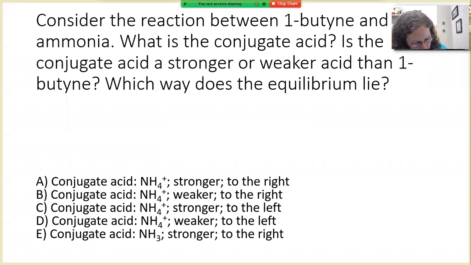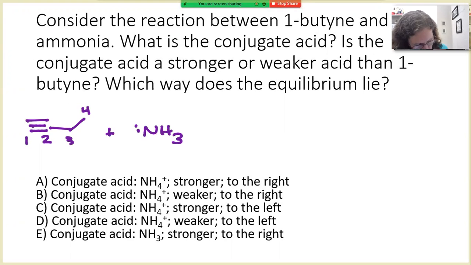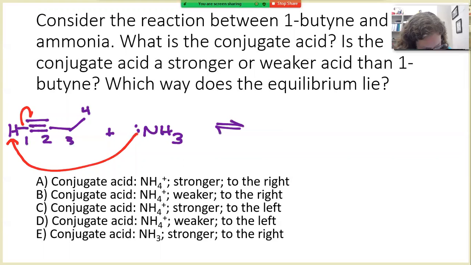So we have 1-butene. This is a little bit tricky in that we have to think about what the starting material is. We're just given its name, plus ammonia. Ammonia is NH3. So we know we have a terminal alkyne, and terminal alkynes can have acidic protons. So here's our two reagents. And then we have our equilibrium arrow, and we're going to draw in the products. To do that, I'm going to use my mechanistic arrows to think about what we're making here. In this instance, the ammonia is acting as the base, and the alkyne is acting as the acid.